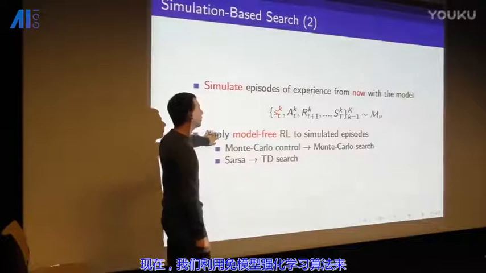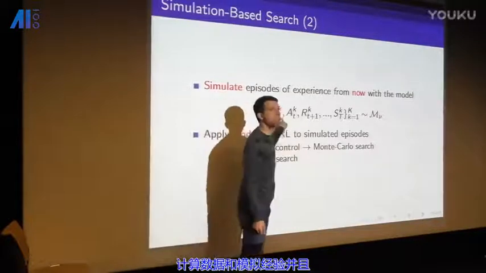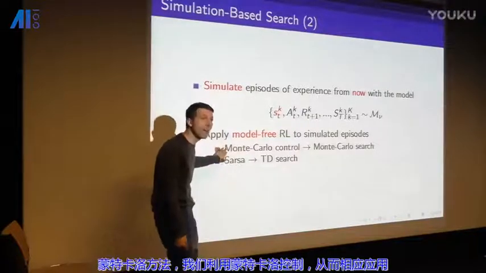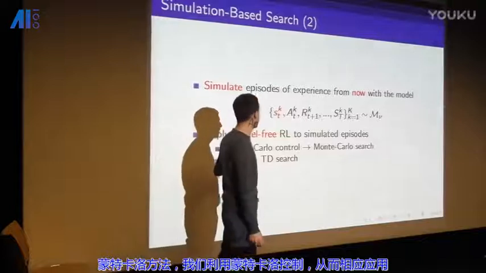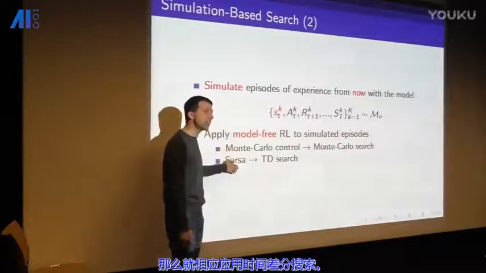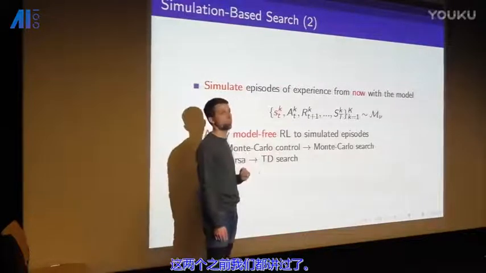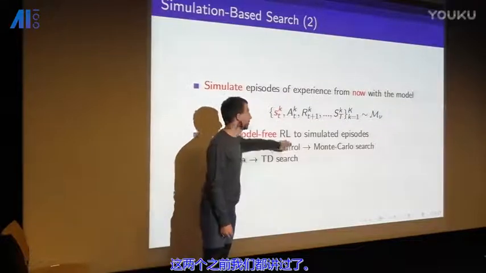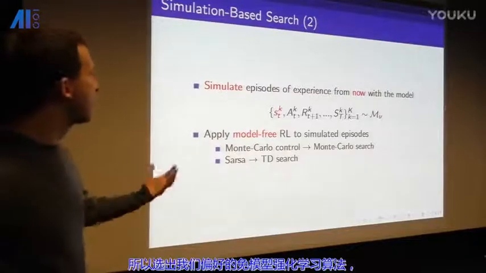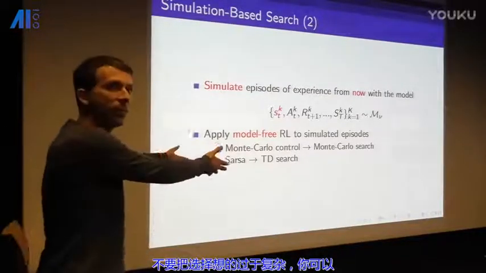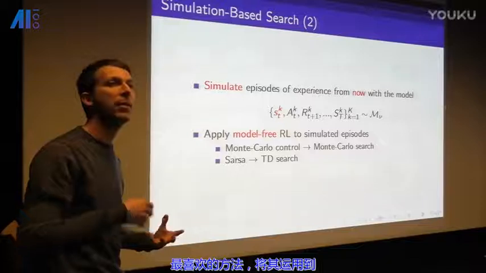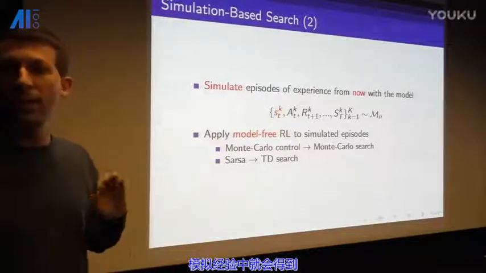And now, we apply model-free reinforcement learning to this data, to our simulated experience, and we use our favorite method. So we could use Monte Carlo. If we use Monte Carlo control, then that gives us a method called Monte Carlo search. If we apply Sarsa, that gives us a method called TD search. I'll talk about both of those. This one's particularly well known. So pick our favorite model-free RL algorithm. It's not meant to be exhaustive. You could pick anything. You could use least squares policy iteration. Pick your favorite method, apply it to your simulated experience, and you have a search algorithm.